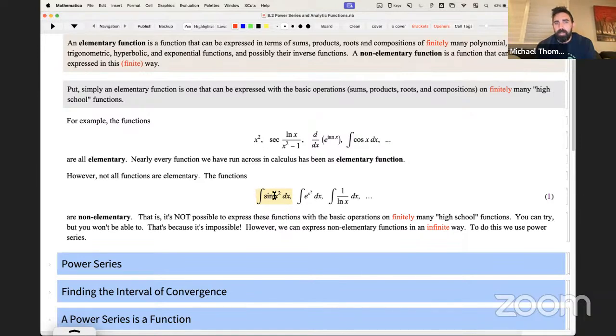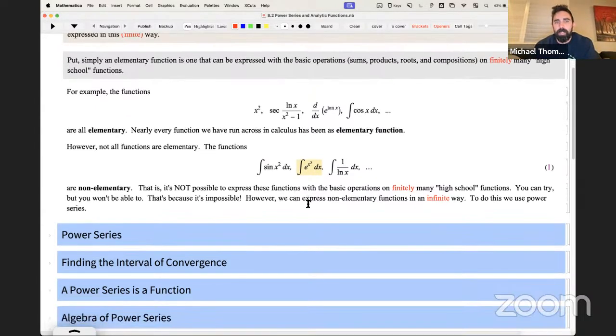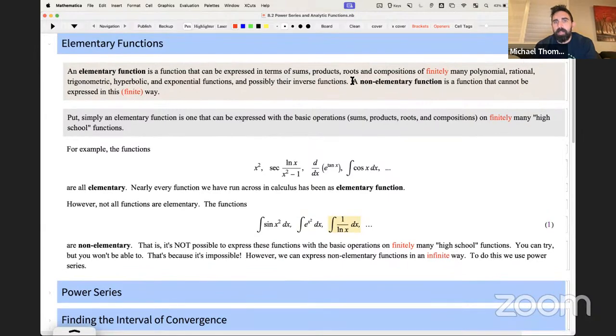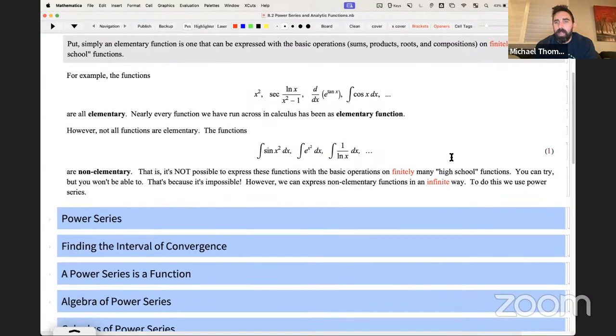Okay, same with this one. If we ever ran across these integrals before without using series, we can't really do anything with them. They're kind of stuck because you can't express them in a finite way. So unless you're working at the end of Calc 2, there's really nothing you can do there. So how would you write something like that? Well, these are called non-elementary functions, and these can be expressed in an infinite way. And the way we do that is with power series.